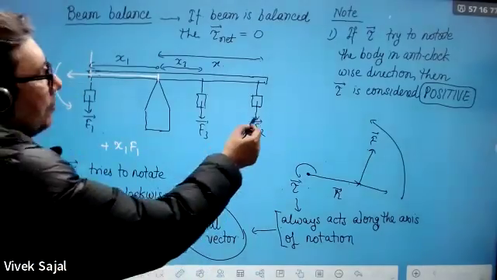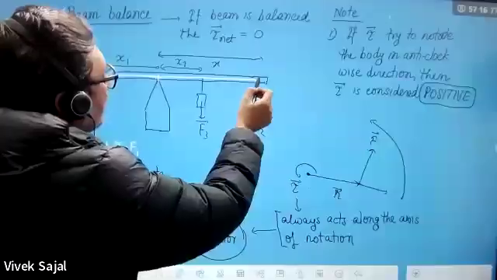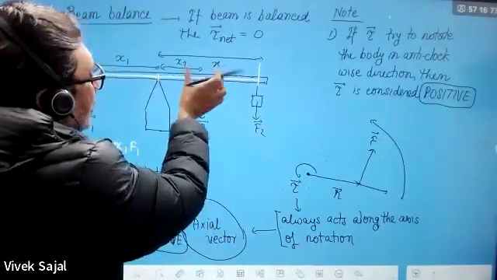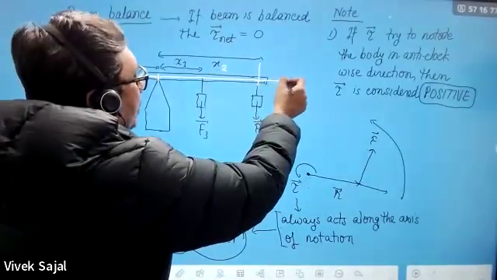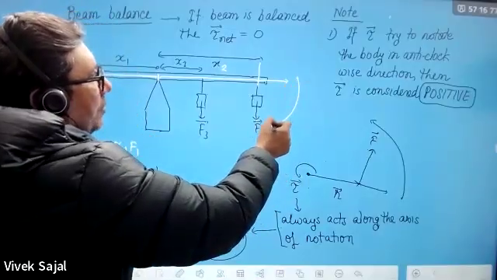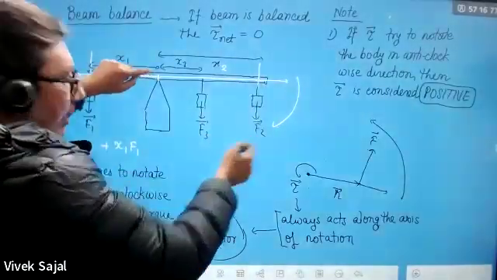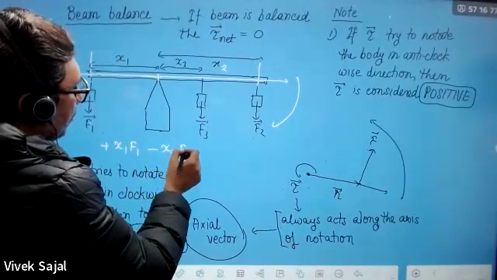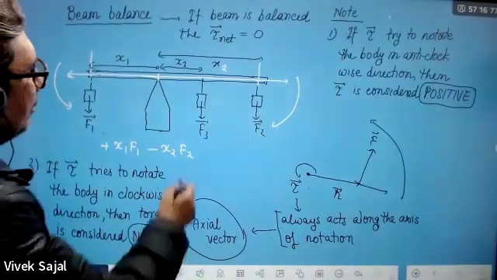Now consider this F2. You are going to draw a perpendicular from here on the line of action of the force. This is the line of action of the F2 force. So this is x2. And what will be the direction of rotation it is going to cause? This is the P2 vector and this will be F. This is clockwise direction, so this distance is x2 and F2, and this will be negative: minus x2 F2.